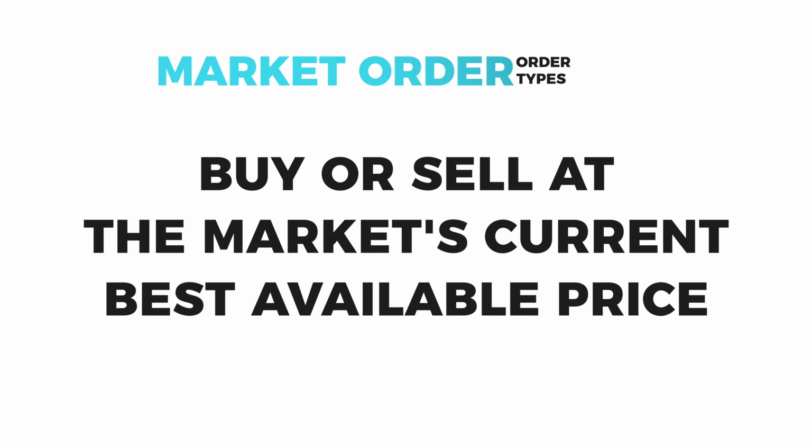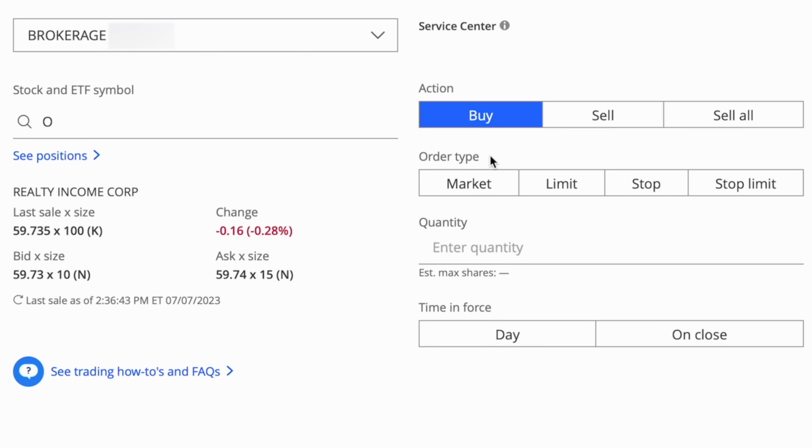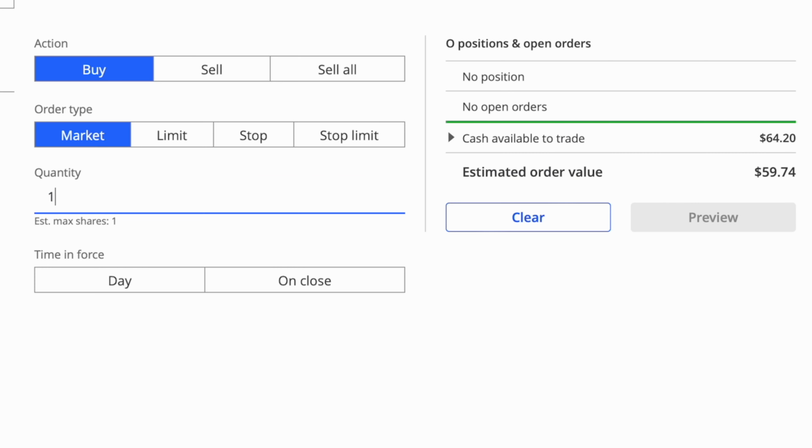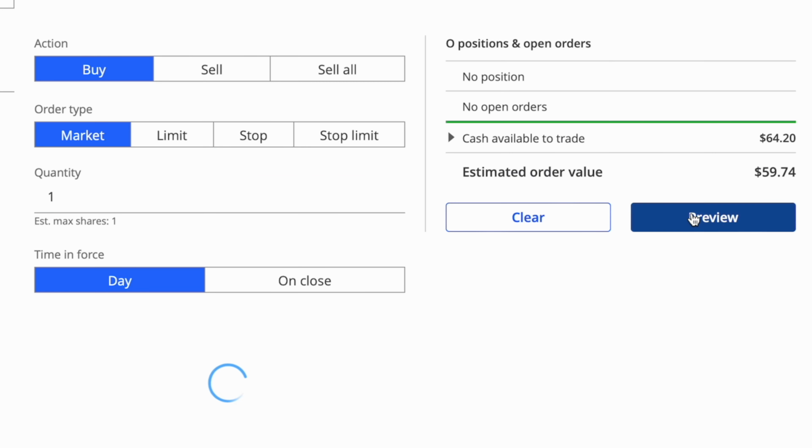A market order is an order to buy or sell a stock at the market's current best available price. So what a market order does is it ensures that your order gets executed, but it doesn't ensure the price. Let me give you an example. So let's say you want to buy a share of Income Realty, and it's currently trading at a price of $59.73. So you put in your market order for one share and execute it.